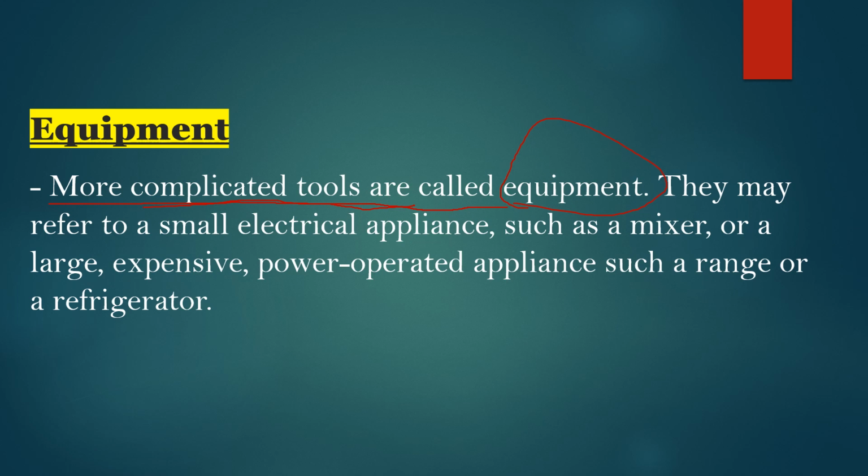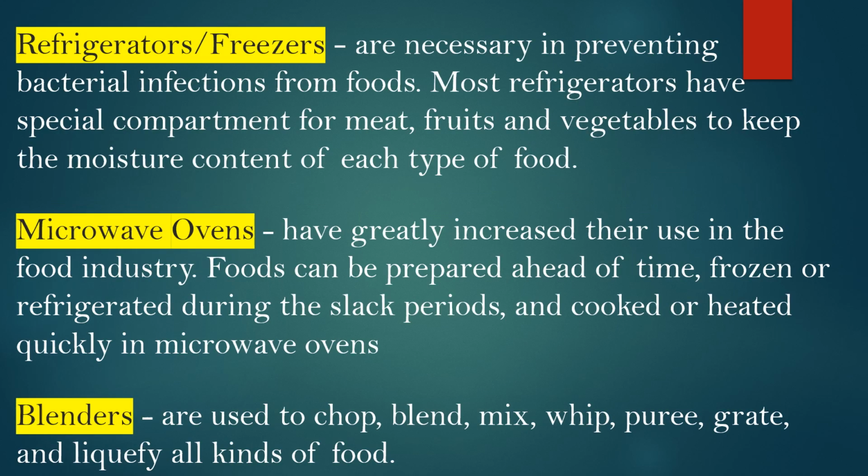Equipment like ranges, ovens, refrigerators, conventional, convection, and microwave are mandatory pieces in the kitchen or in any food establishment. Nandyan is yung ating refrigerator or freezers. It is necessary in preventing bacterial infections from foods. Most refrigerators have a special compartment for meat, fruits, and vegetables to keep the moisture content of each type of food. And then we have the microwave ovens.